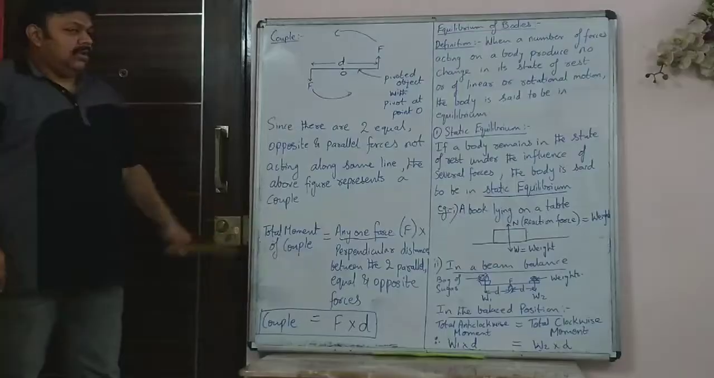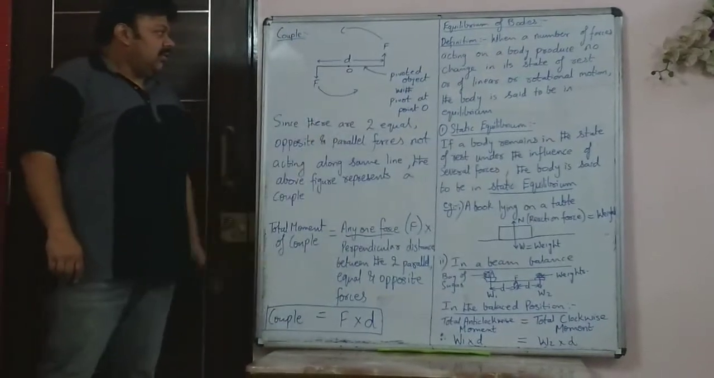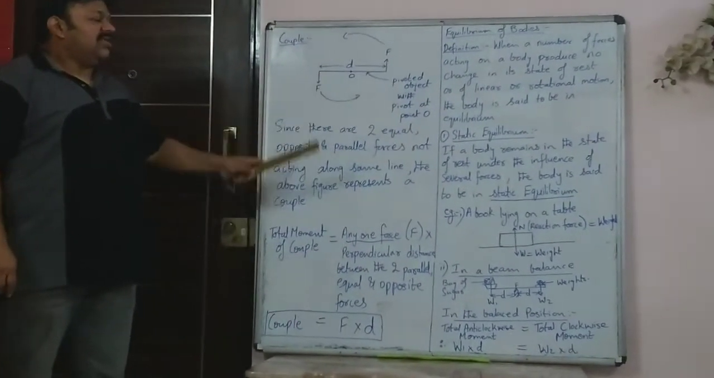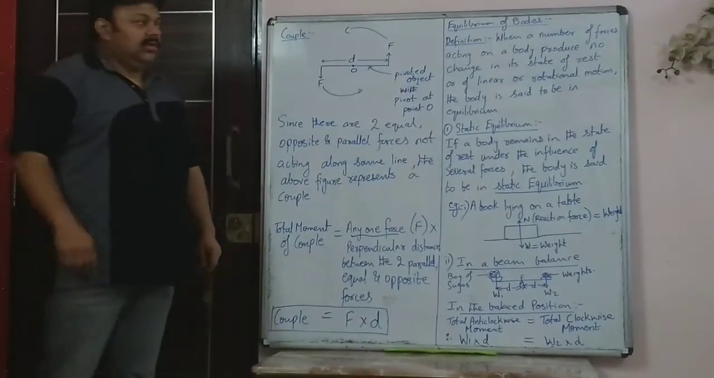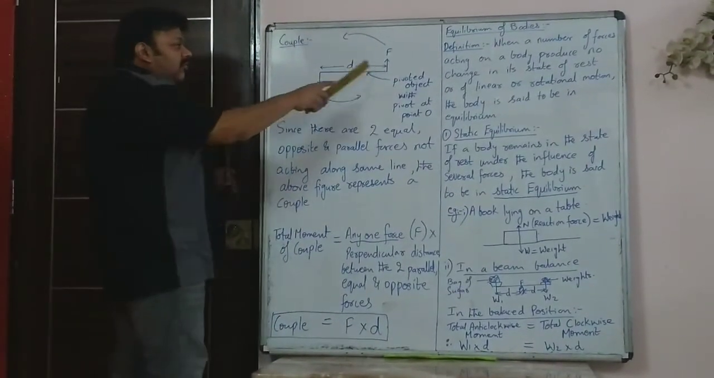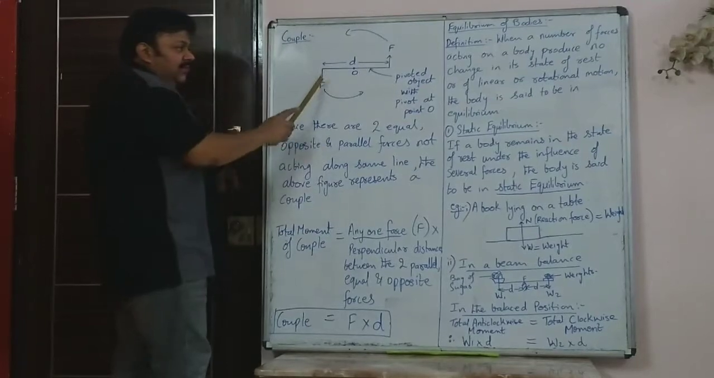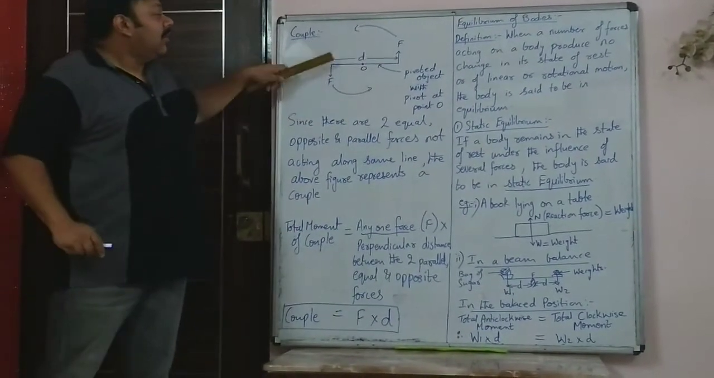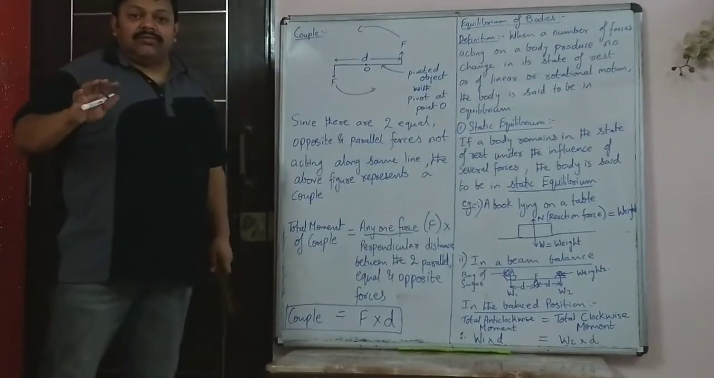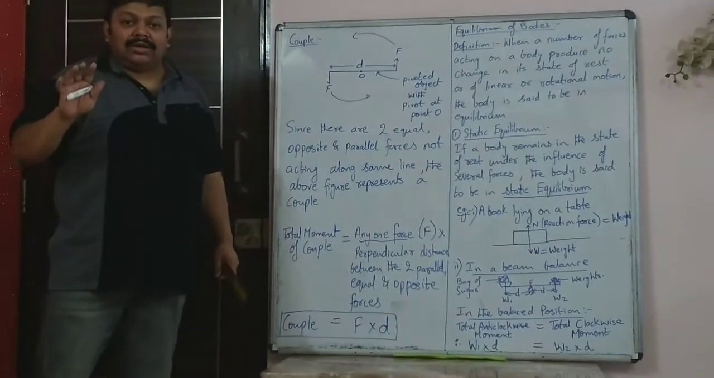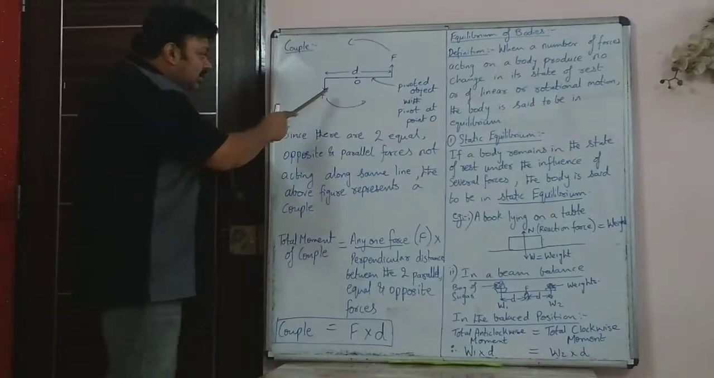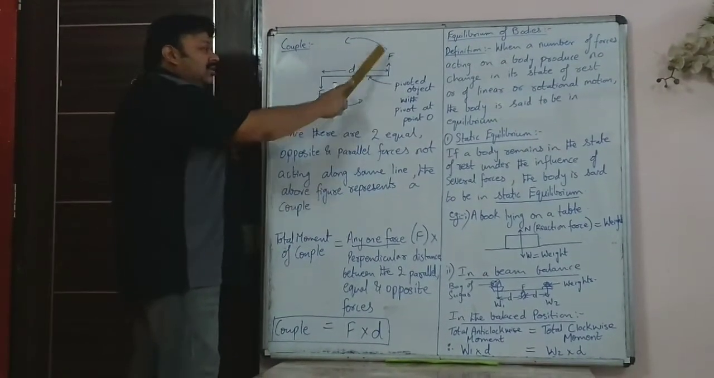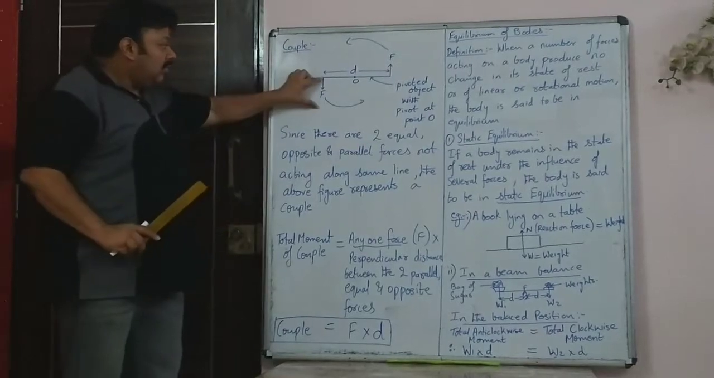We continue. Couple, we just saw that in a couple there are two equal, opposite and parallel forces. So now we are considering these two forces are same, F and F. Now sometimes you may get a bigger line there and a smaller line here. The length of the line has nothing to do with the magnitude of force. What is written here? F. What is written here? F. Means it's the same force. You don't have to go by the length of the line.